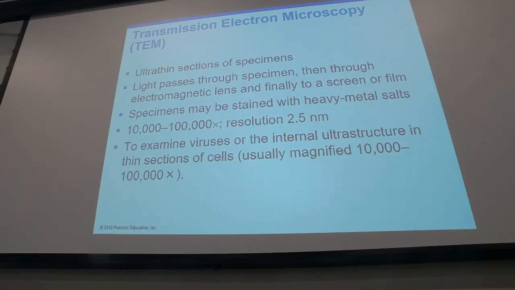So what are the uses of TEM? You can look at viruses, which are very tiny. You can magnify a virus up to 100,000 times. Or you may want to see organelles, like the mitochondria, the rough endoplasmic reticulum, the nucleus. So you can use these microscopes. And again, you use a very thin section.